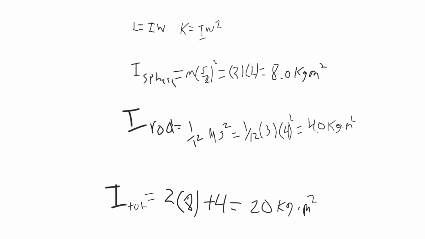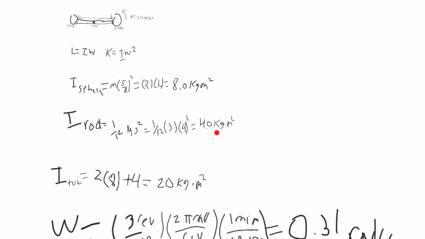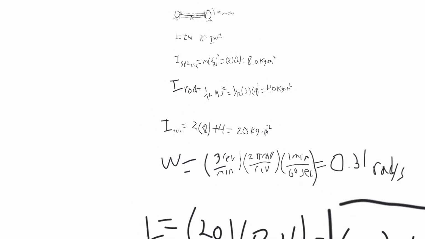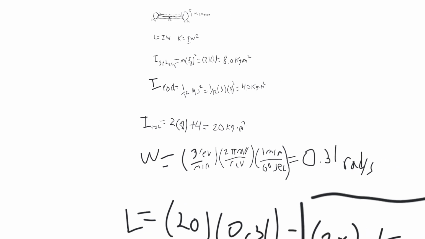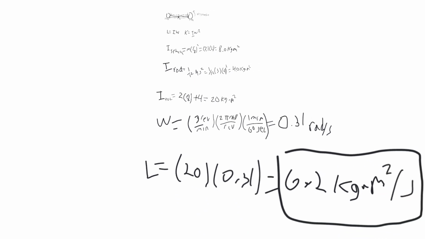And for the rod, we find the moment of inertia here. We have the 3 kilograms, which is given, and the 4 meters, which is also given, and we get 4 kilograms meter squared. Now to find the total moment of inertia, you just add them up. We have the 2 eights of the spheres, plus the 4 that we got before, and we get 20 kilograms meter squared, and that's going to be our total moment of inertia.